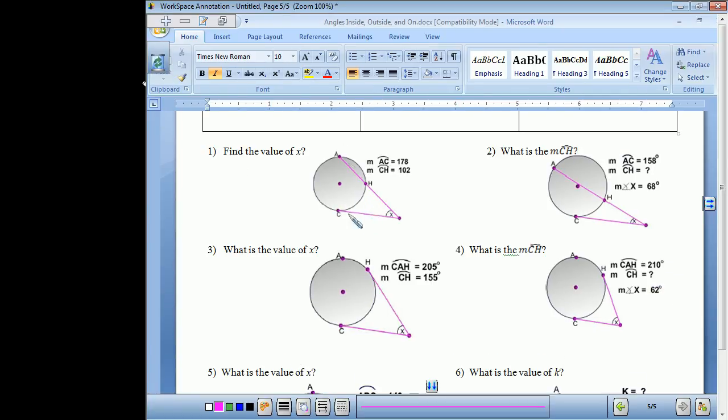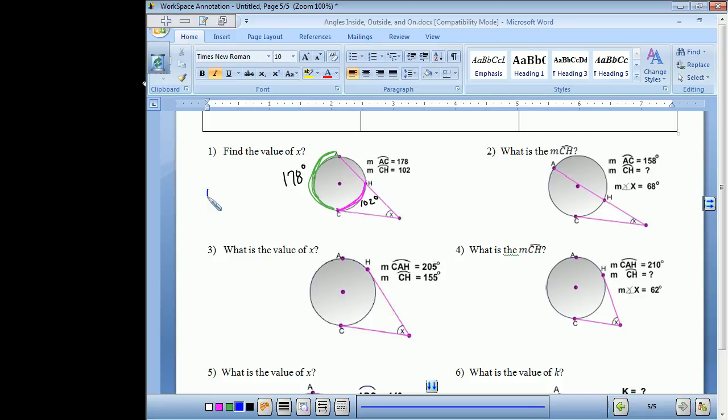Okay, so the measure of AC, let's put the information they gave us on here. The measure of AC is 178 degrees. And the measure of CH is 102 degrees. Okay, this is a tangent and a secant, but it really doesn't matter. It's an outside angle. And anytime we have an outside angle, we do half the difference in the big arc minus the small arc. Big minus little.